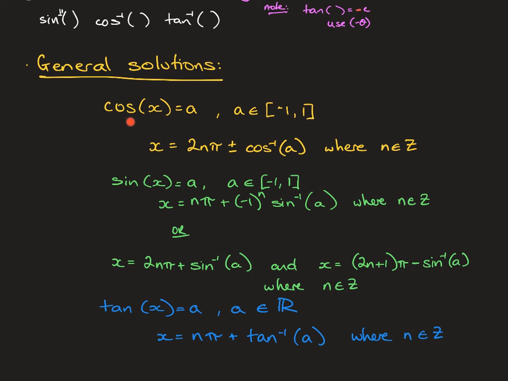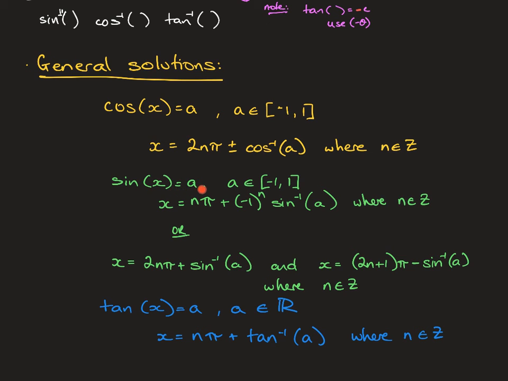So, if cos of x is equal to a, and that a value has to be between minus 1 and 1, because they're the maximum and minimum values that cos of any angle can have, then the solutions are of the form x is equal to, and this inverse function here will drop out the correct angle that we need. And if you're writing a general solution in an exam, you have to include your definition of the domain for n, what those n values can be, which is always Z.